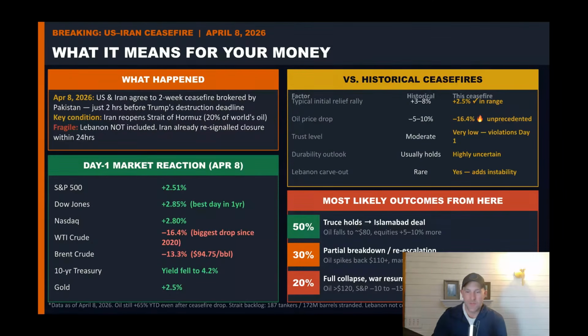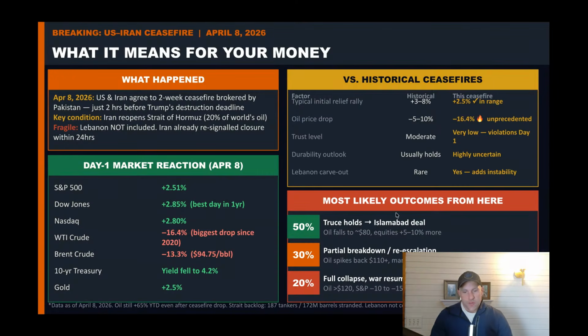Trust level is typically moderate with historical ceasefires. The trust level right now is very low between these two countries. The durability outlook: typically when a ceasefire is announced in the past, it usually holds. Again, we're very uncertain right now. And then we know that Lebanon has been a point of contention too, being a part of the negotiations, and there was an announcement today that Israel was going to begin directly negotiating with Lebanon. So that is going to have, and it did have, a positive impact today.